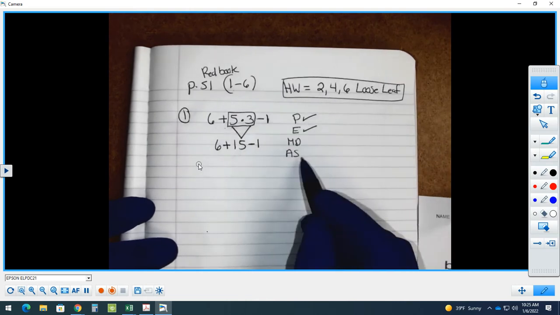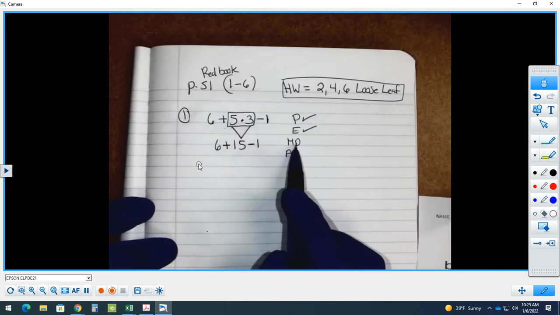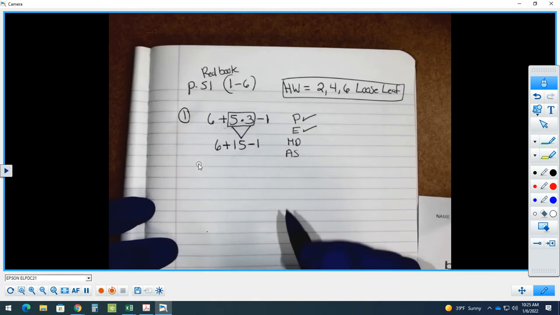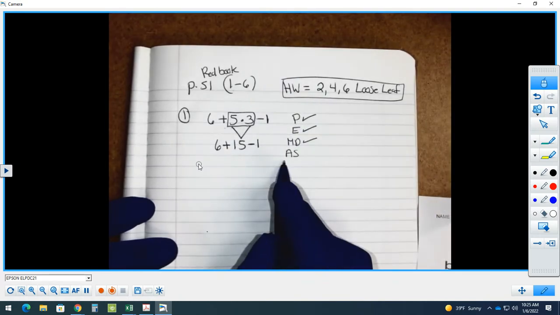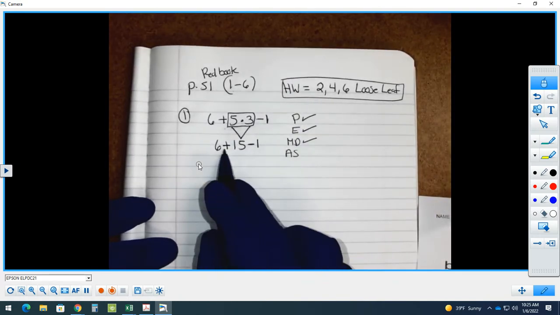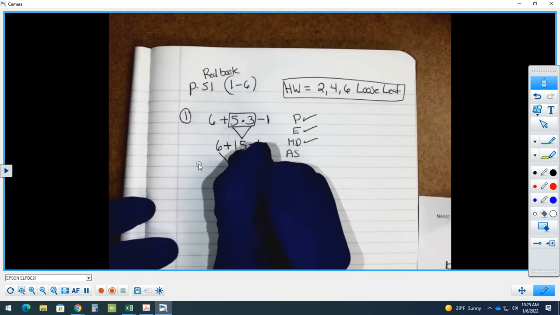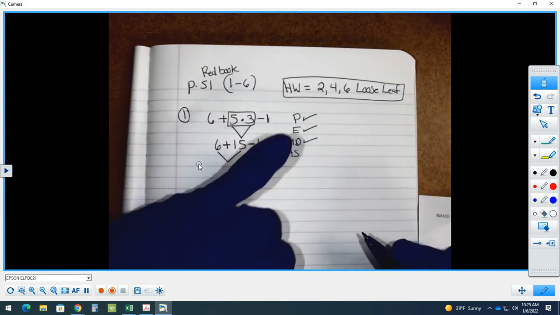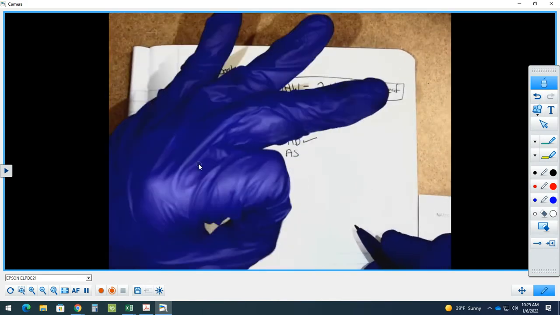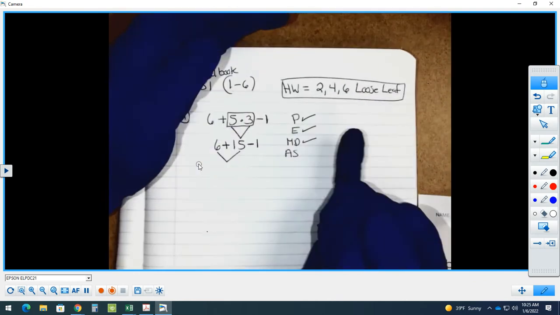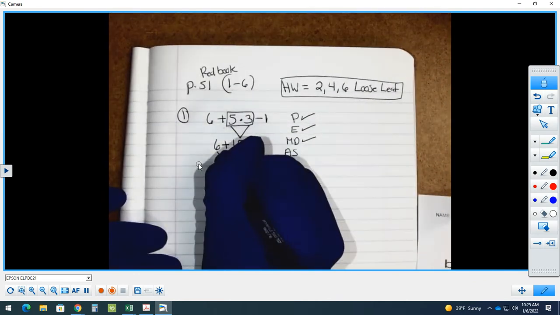I go back to my checklist. Do we have multiply and divide again? No. Do we have add and subtract? Yes, we have both add and subtract. So what do you do when you have both? Left to right. Good. So it's going to be 6 plus 15, 16, 17, 18, 19, 21. So it'll be 21.